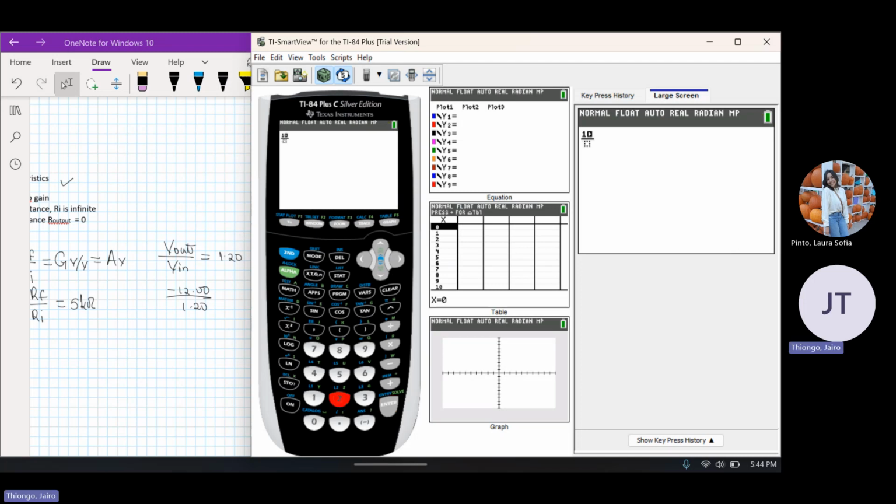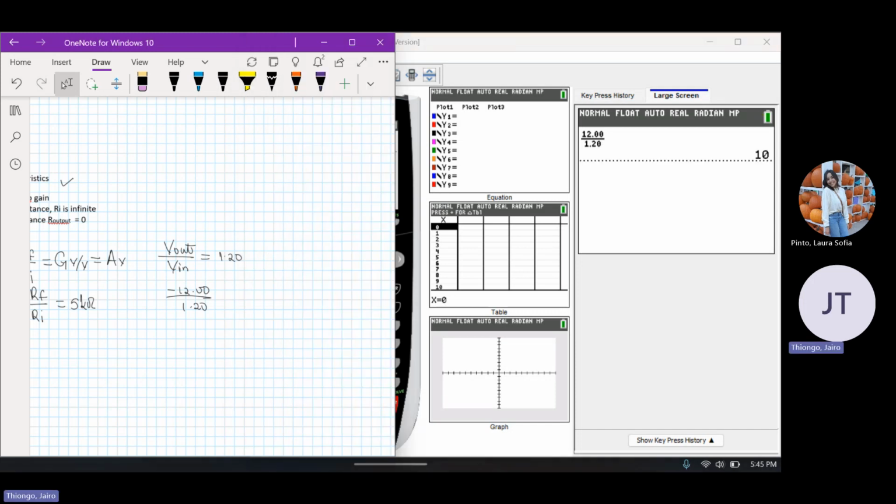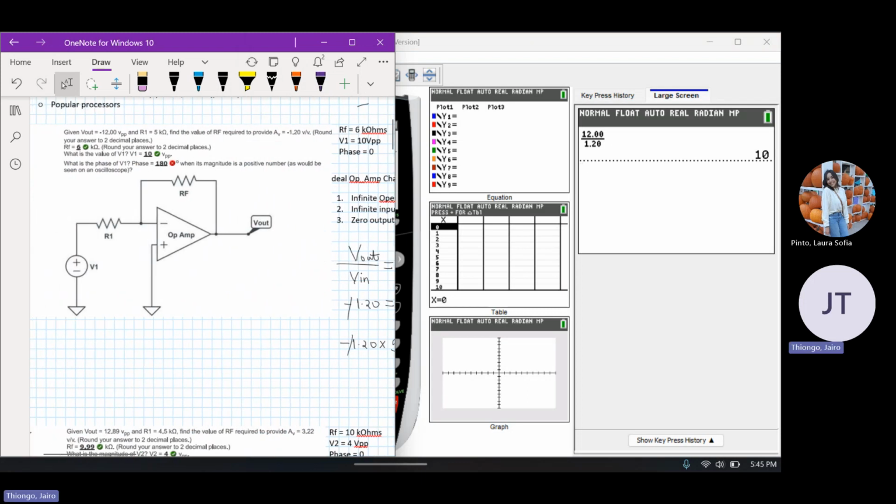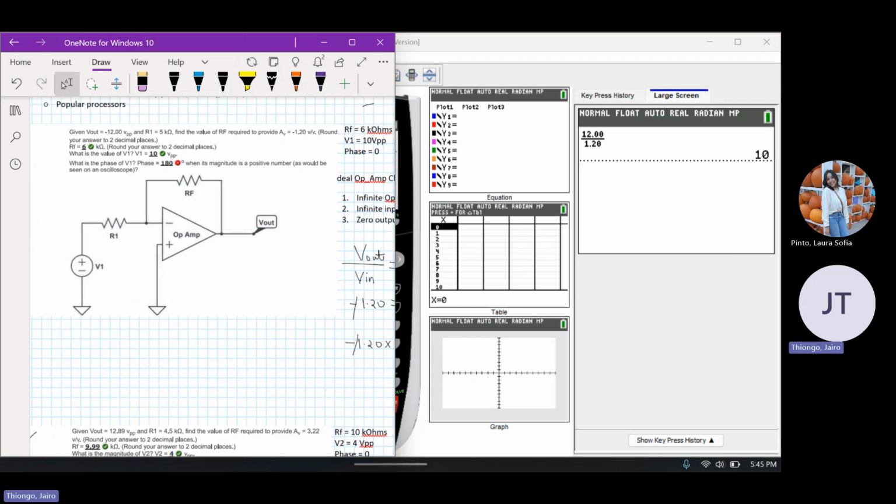We have 12.00 over 1.20, and we have it as 10. As you can see, we have both those values correct. As you notice, the person who was doing this failed. The question asked about the phase. From looking at it, can you tell why the student failed the question about the phase?